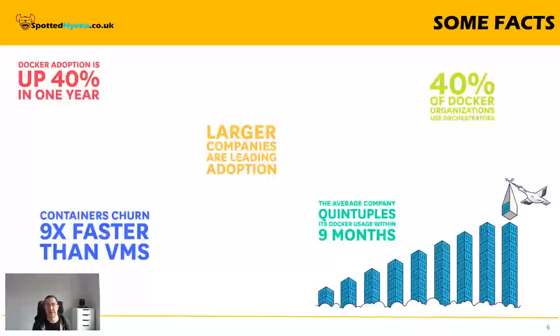So now we'll take a look at some facts from Docker. So why would you want to go and start using Docker? Well, Docker adoption has been up by 40% in just 1 year. 40% of Docker organizations use orchestration. This means that you can automate things a lot easier, make things much easier on your developers, and reduce your costs at the same time.